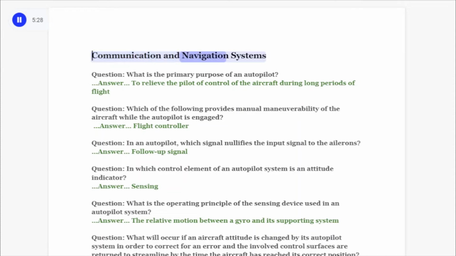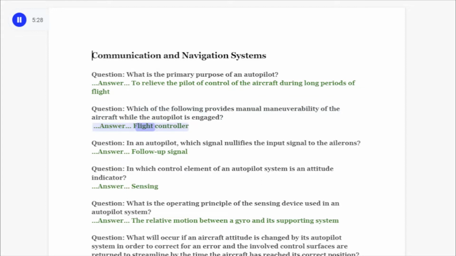Communication and navigation systems. Question: what is the primary purpose of an autopilot? Answer: to relieve the pilot of control of the aircraft during long periods of flight. Question: which of the following provides manual maneuverability of the aircraft while the autopilot is engaged?